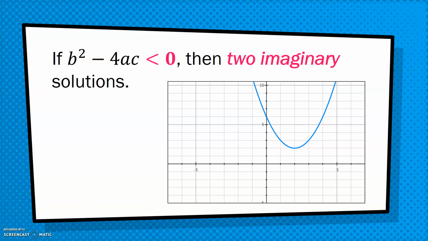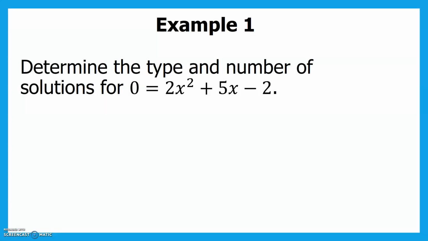So when we find the discriminant, it gives us a way to tell how many solutions we should expect from that quadratic. Sometimes we just want to know that and not know exactly what they are. We just care what kind of solutions it has. So here's our first example. Determine the type and number of solutions for 0 equals 2x squared plus 5x minus 2. Remember, we're going to use that part of the quadratic formula, the b squared minus 4ac, and we're going to check it against 0 to tell us how many solutions it has.